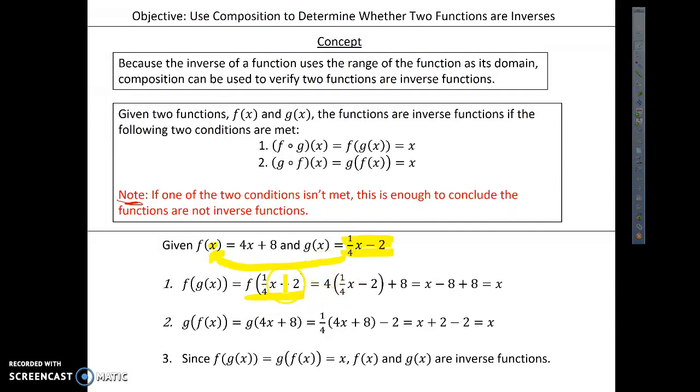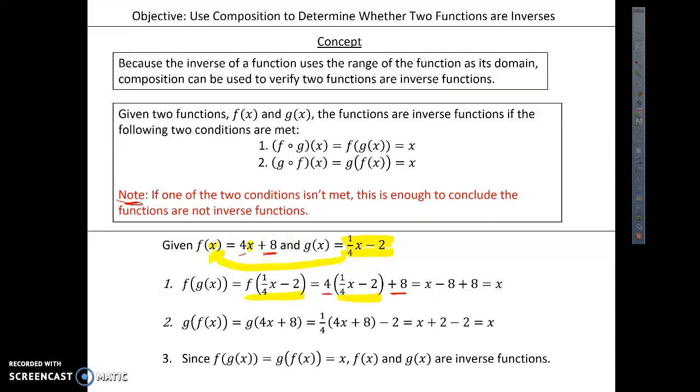Now I'm going to replace x in my function. So this x gets taken out and it gets replaced with g of x. So we have, let me switch back to my pen, 4 times our g of x function plus 8, which again comes from my original f of x function.